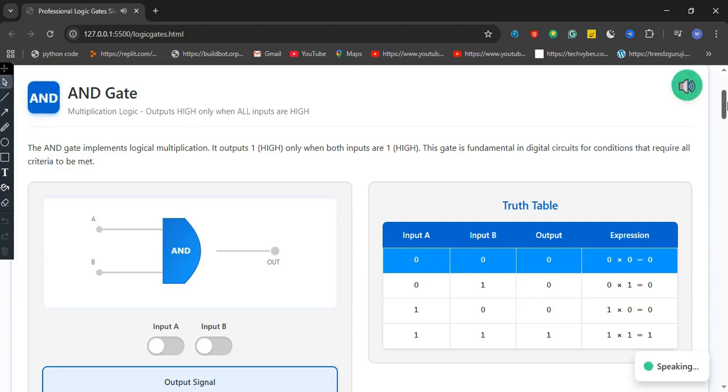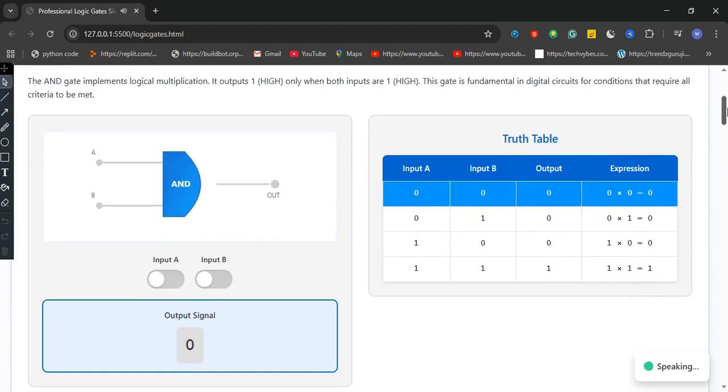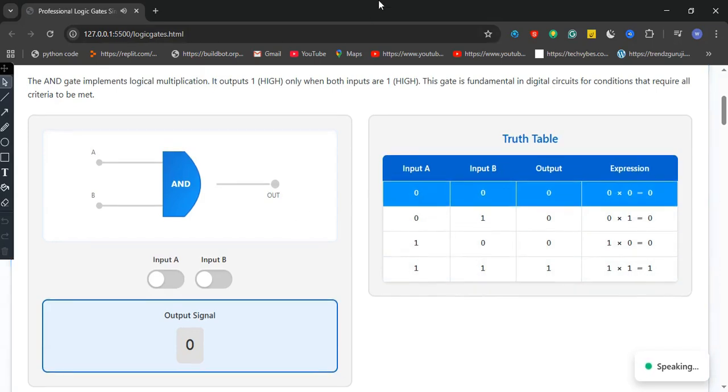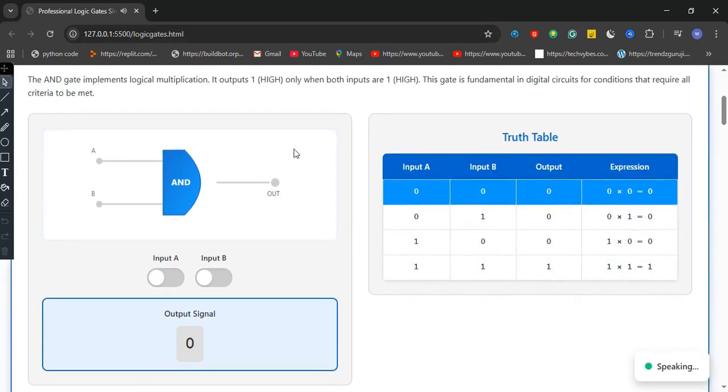The AND gate follows the rule, output equals input A and input B in Boolean algebra. This is represented as y equals A times B or y equals A and B. The AND gate is essential in digital circuits for conditions that require all criteria to be met simultaneously.